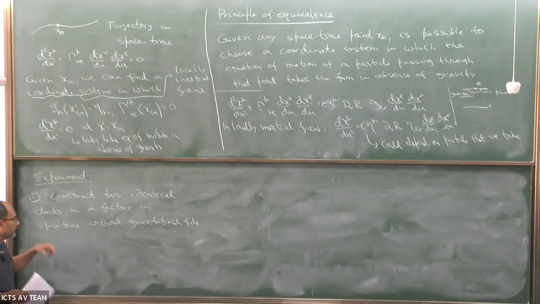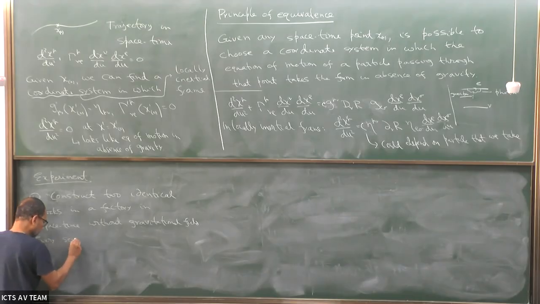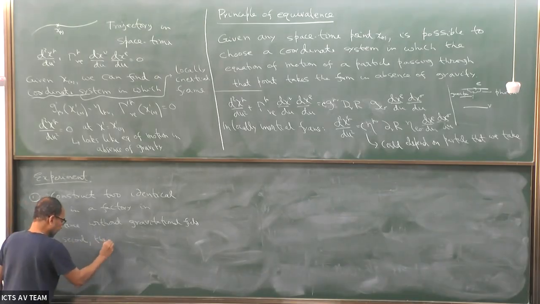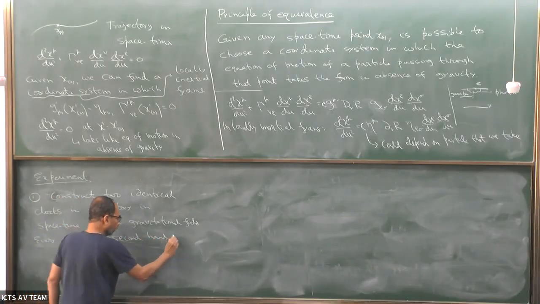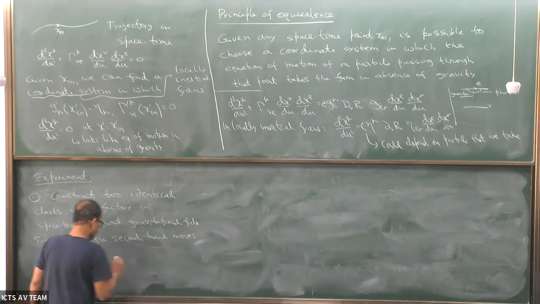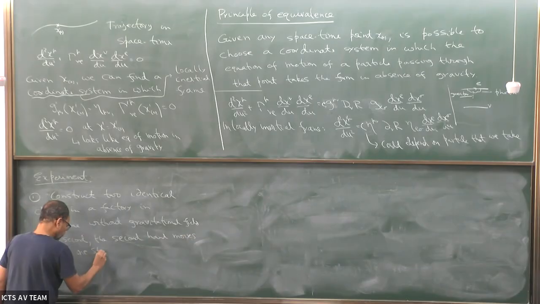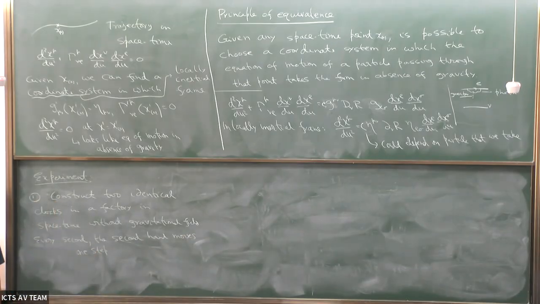And the clocks are such that every second, the second hand moves one step. It just jumps. It's not continuous motion; it jumps every second from one position to the next position. So that's the clock we construct, two clocks.